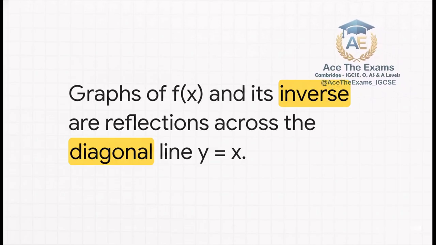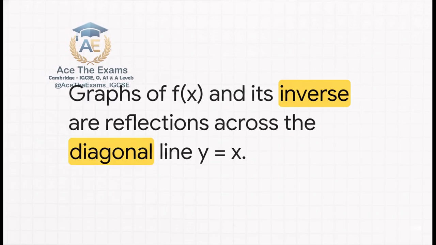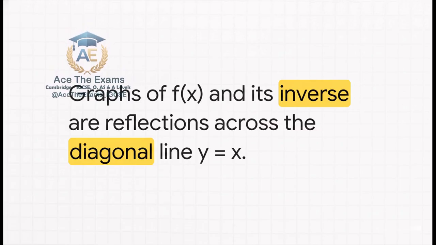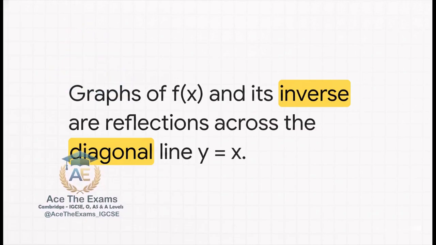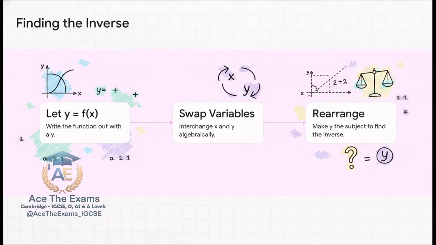Visually, this means if you plot a function and its inverse on a graph, they mirror each other perfectly across the diagonal line y equals x. Any coordinate at, say, 2, 5 on the original graph flips to become 5, 2 on the inverse. It's a perfect reflection. Now it's time for our interactive workshop.